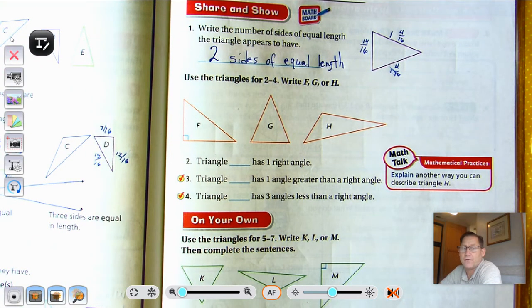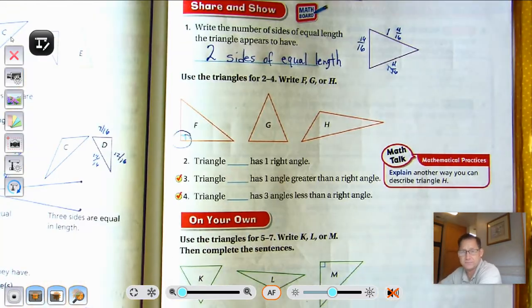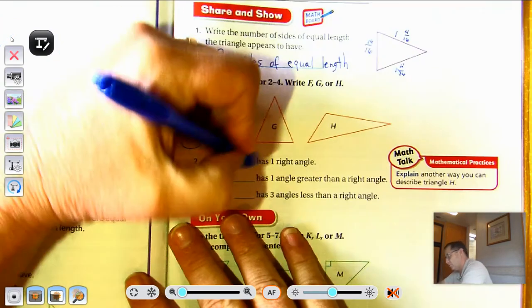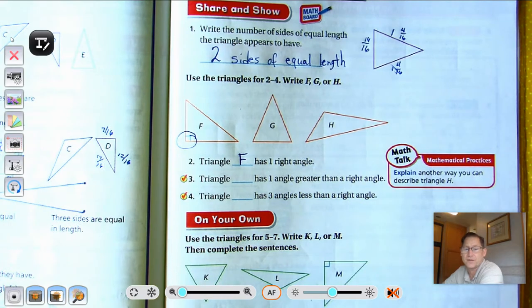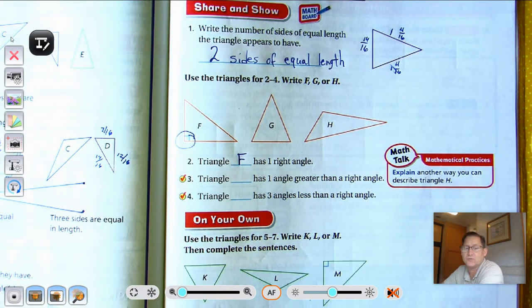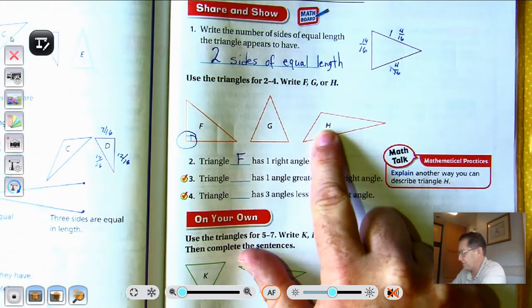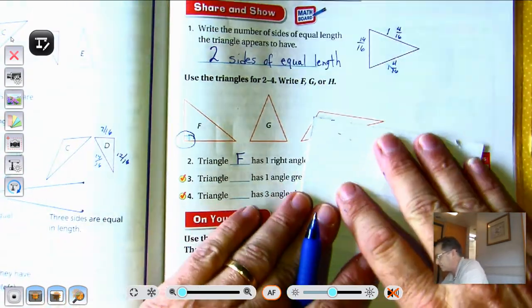Triangle has one right angle. Okay, well, that's this one right here, right? Based on the symbol that they're telling us that that is a right angle. So triangle F has one right angle. Which one has a triangle that has an angle greater than a right angle? Well, I'm going to say H has an angle greater than a right angle. And I can check that.